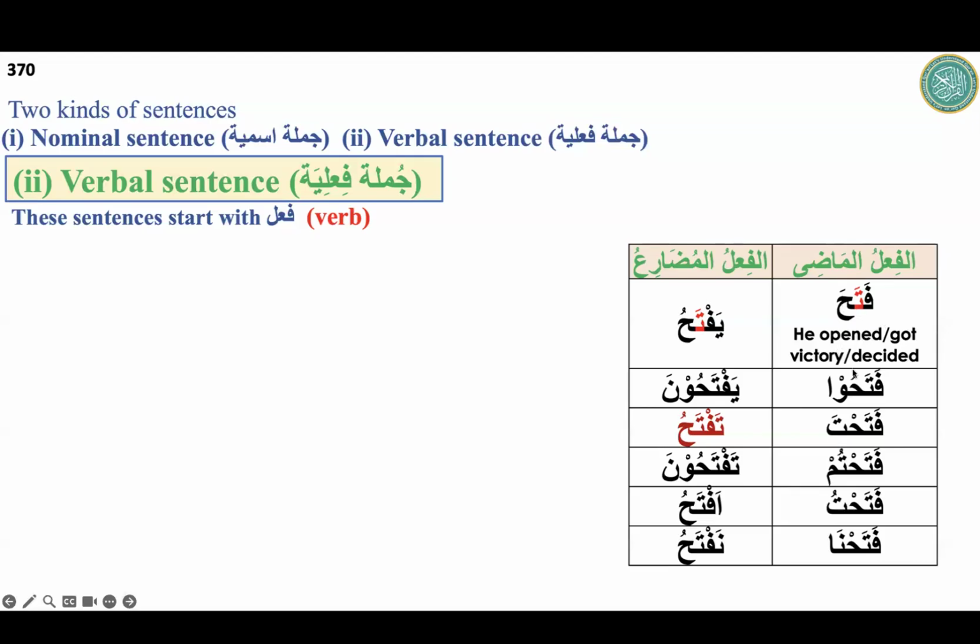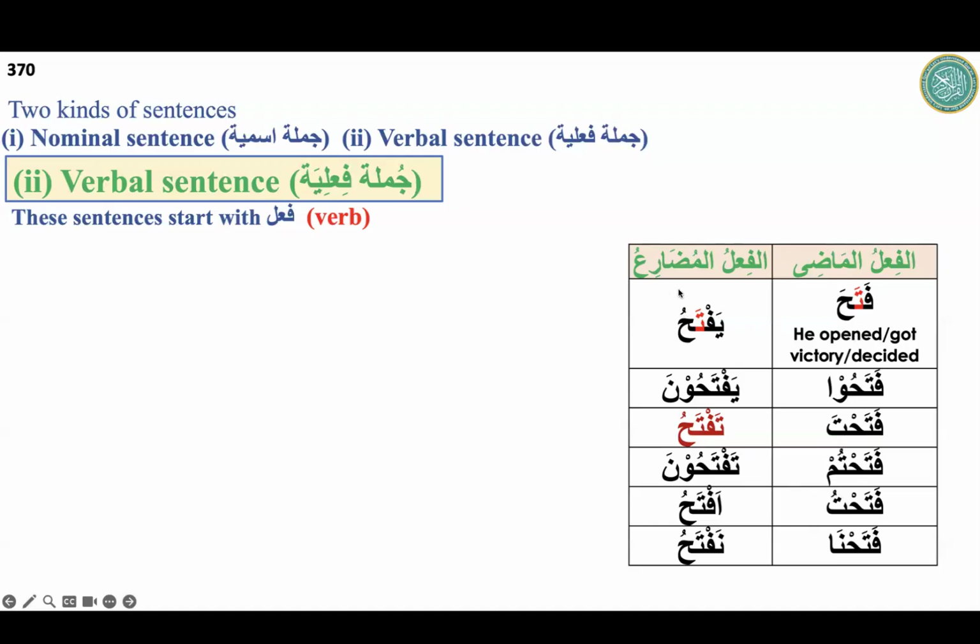Fataha, he. Fatahu, they. Fatahta, you, male. Fatahtum, you all, male. Fatahtu, I. Fatahna, we. Okay, so I, they, you all, I, we. These are the inside doer. Whenever these verbs come, there will be a doer inside of that, and that is called inside doer.